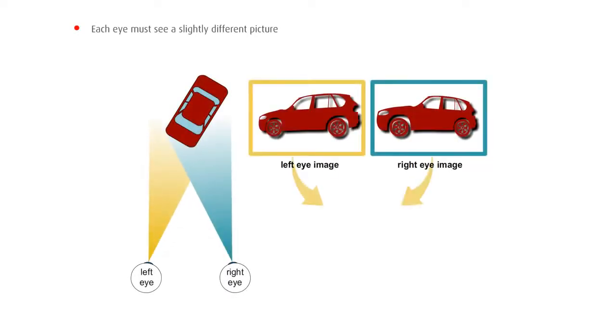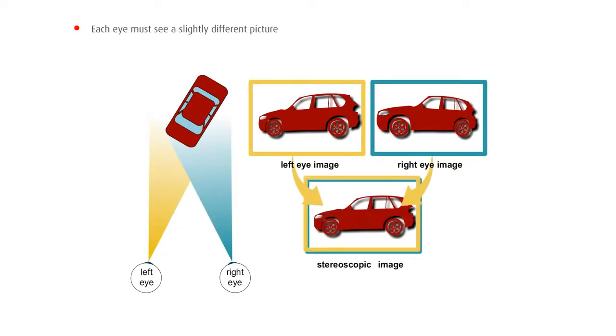In order to see things in 3D, each eye must see a slightly different picture. The brain puts the two pictures together to form one 3D image. Today, we often need to wear special glasses to be able to see 3D photographs or movies.